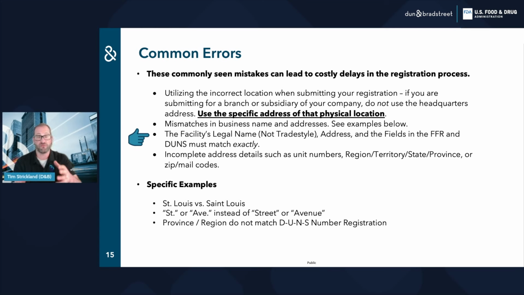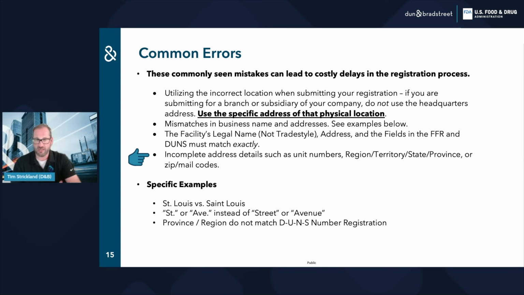Make sure you're using the facility's legal name and not a trade style or a DBA, or doing business as. Ensure that the address in the fields that you've populated in the FFR module and the DUNS number registration match exactly. And ensure that you're including all relevant address details as well. If there's a unit number or a suite number, if you're in a specific region, territory, state, or province, each country has its own specific rules for these portions of the address, or missing zip or mail code information.